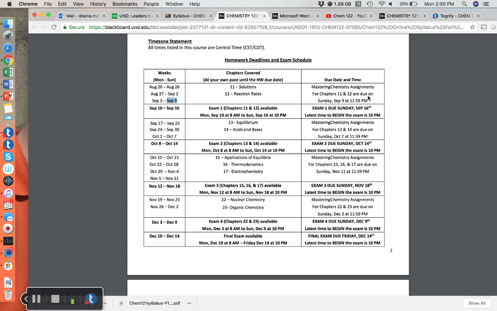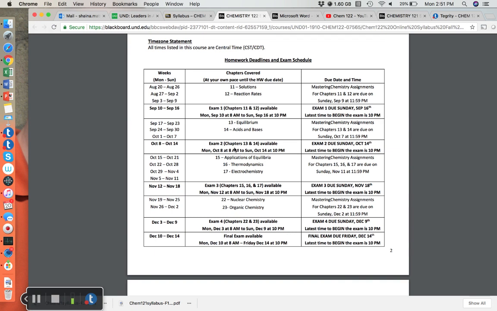And then after that, so the following Monday, September 10th, you'll have Exam 1 available. All the exams are available for a week, so Exam 1 is available from September 10th to Sunday, September 16th. And you can take the exam 1 time during that period, but you'll have to schedule a time with your proctor. The latest you can take Exam 1 is 10 p.m. on Sunday, September 16th. So all of the due dates are on a Sunday this semester.